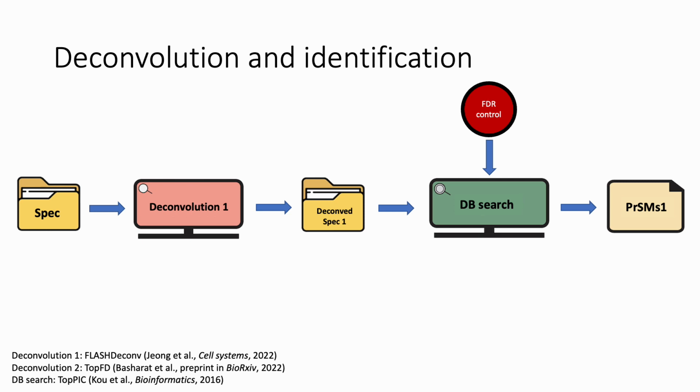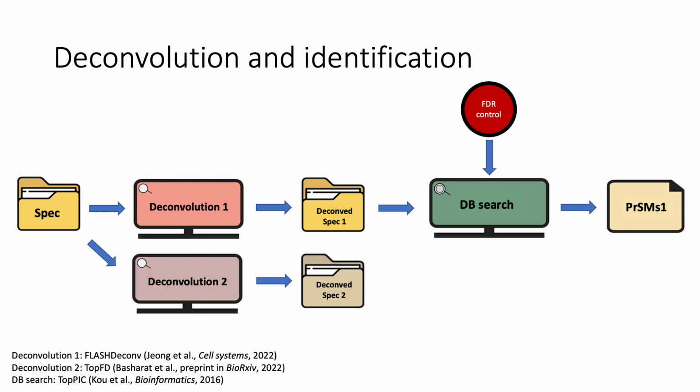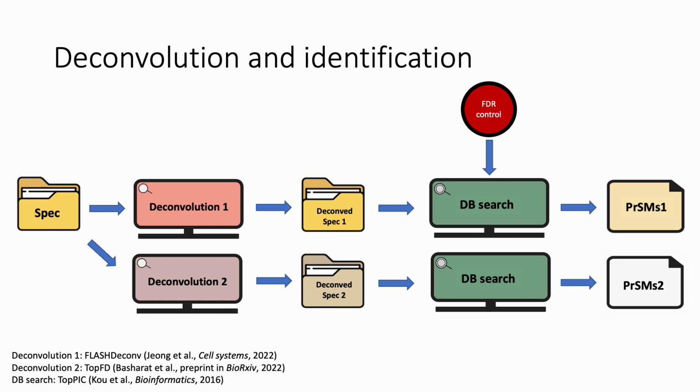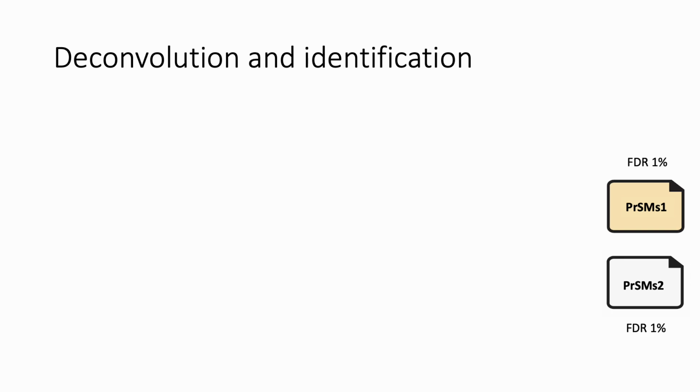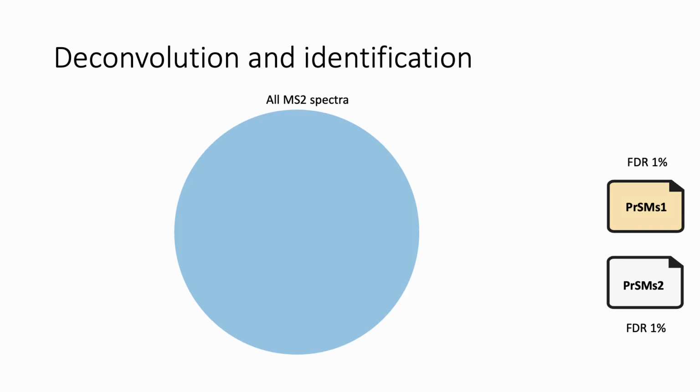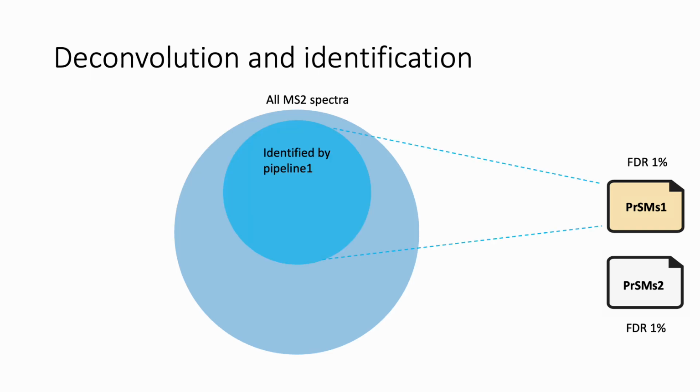One simple method to check it is to compare two different pipelines for the same dataset. Two pipelines have different deconvolution methods, 1 and 2, but the same database search. We applied the 1% proteoform level FDR control via target-decoy. So after the analysis, we have 1% FDR controlled identification sets, PRSM 1 and 2. From the obtained PRSMs, we go back to the spectra. From all MS2 spectra, this portion was identified by pipeline 1 and this green by pipeline 2.